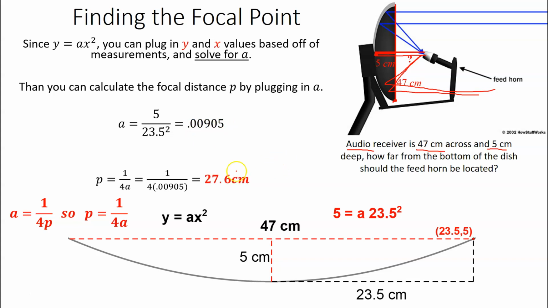And so then I can go from there to solve for my focal distance. Remember, that was the question. I was trying to figure out what's the focal distance. Well, it's 1 over 4 times a. So 1 over 4 times that. 27.6 centimeters should be where that receiver is placed. Of course, any closer or any farther away is not going to work as well.